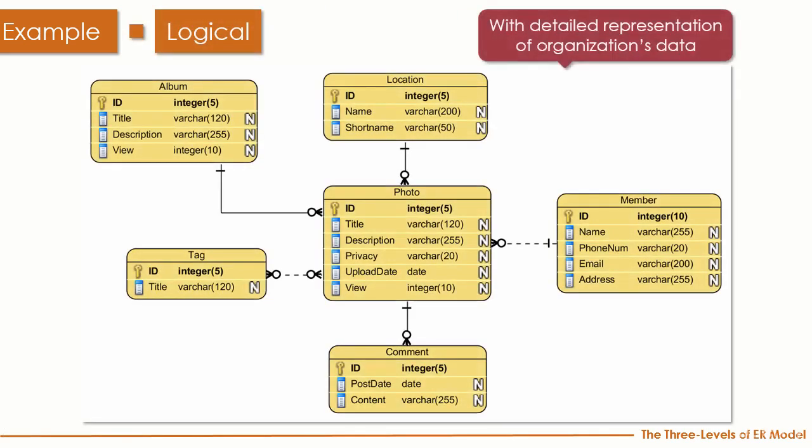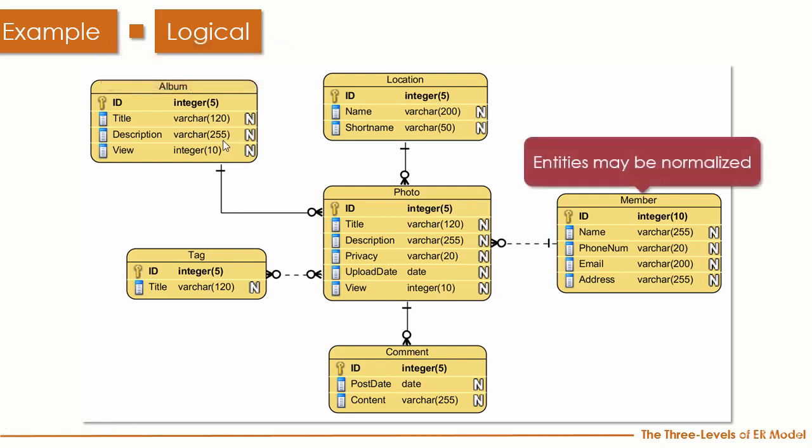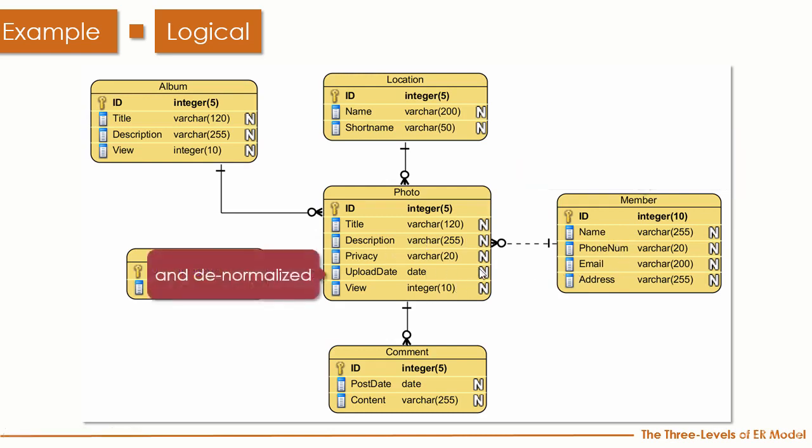When we move on to the logical model, we have a more detailed representation of the data and the structure of the data. And we set the data type. We basically identify the type to store certain information. And the entity may be normalized. You see now we separate the photo and the member into tables instead of putting all the member information into the photo entity. And sometimes we also denormalize, for example something like the upload date. Instead of searching all the upload history, we just store the denormalized data.